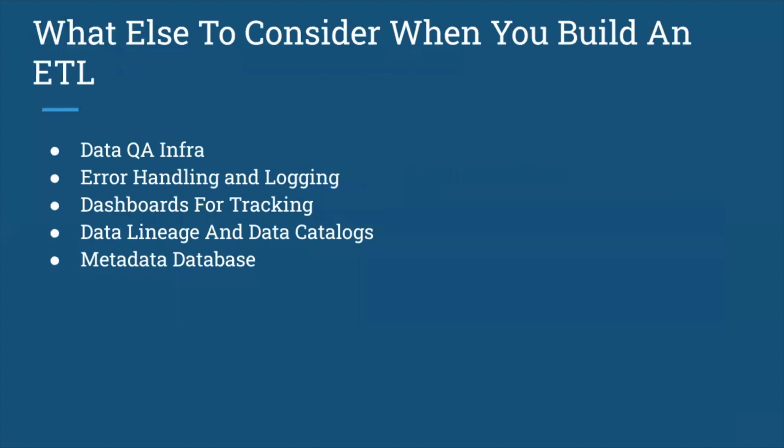All right, now there's still a ton of other things to consider when you build an ETL. And we talked about this with the different types of tools that you have, whether it's no code, low code, coding framework, etc. There's just other components you need to think about. So for example, you need some sort of data QA infrastructure.